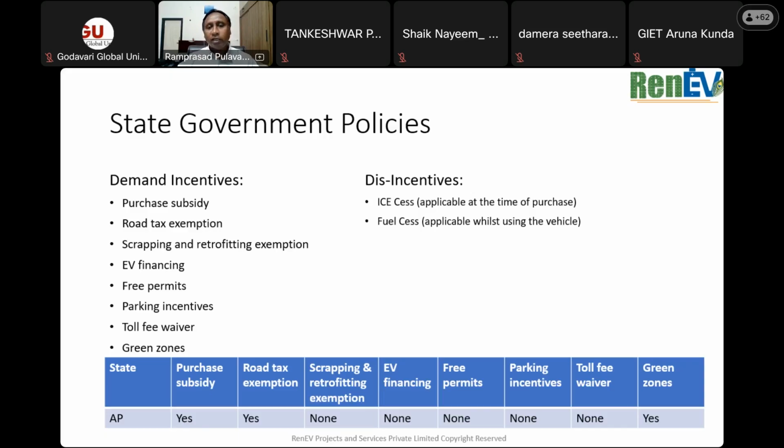Scrapping and retrofitting exemption, it is not there in Andhra Pradesh. EV financing, it is not there. But if you are from an SC, from a reserved community, there is some sort of financing available for certain sections of the population. Free permits, there are no free permits. Parking incentives are also not there. Toll waiver is also not there. Green zones, they are planning to do it, but they have not notified which places are defined as green zones.